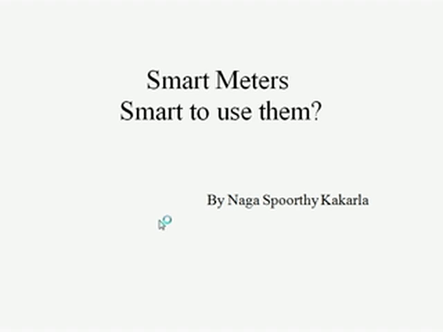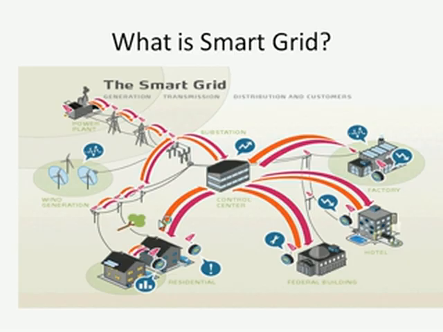My topic is smart meters, whether they are smart to use. And what are smart meters? First, let us know what is smart grid. It is mainly used to read the usage pattern of power between the consumer and the power generation. The secondary usage of smart grid is to reroute power supply during power outages. It is also used to integrate renewable sources like wind generation and solar generation.